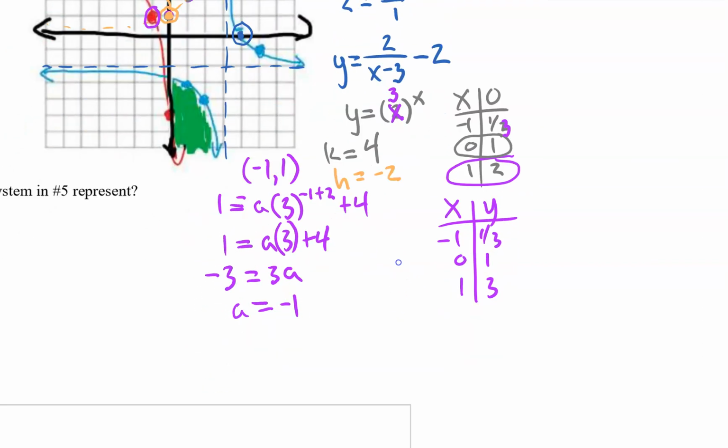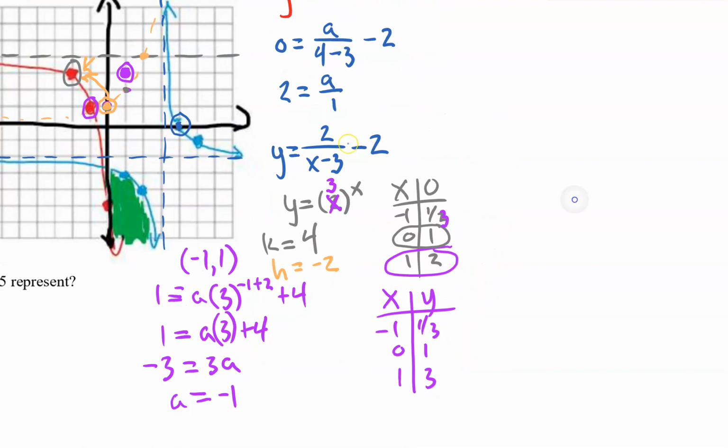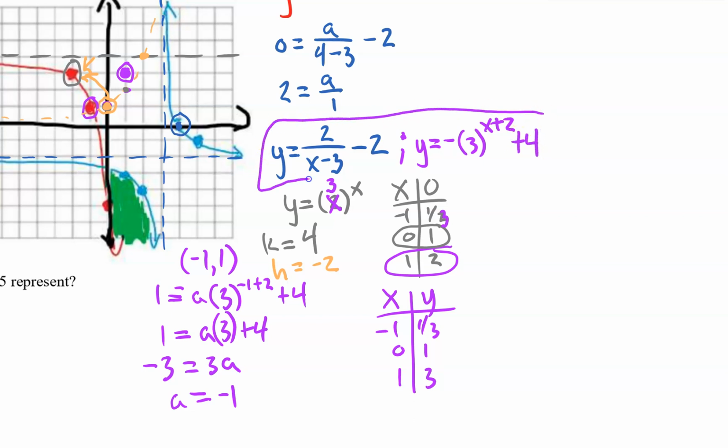So what is the other equation that goes with this? This was the first one, and my system of equations then would say y is equal to -1. You could put that in if you want. 3, this is x plus 2, and plus 4. Those would be the two equations that would create this system.